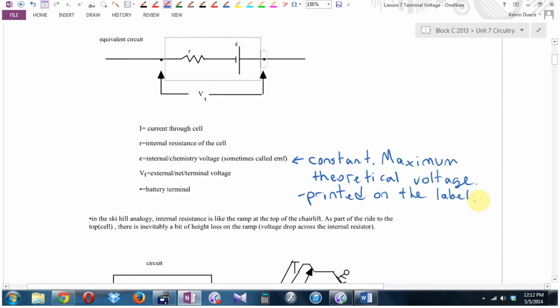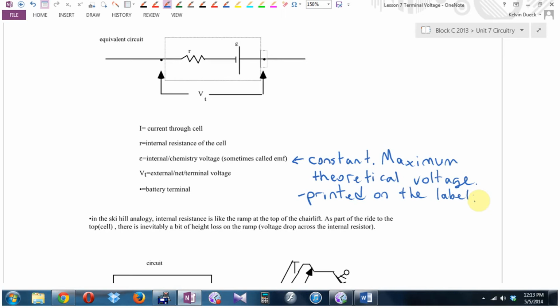Now, it's called EMF. EMF is an archaic term. It stands for electromotive force. It's not a force. EMF is a term that has stuck around, and it's saying, okay, how high is the chairlift itself? How high is the chairlift? Not how high is the mountain. How high is the chairlift?